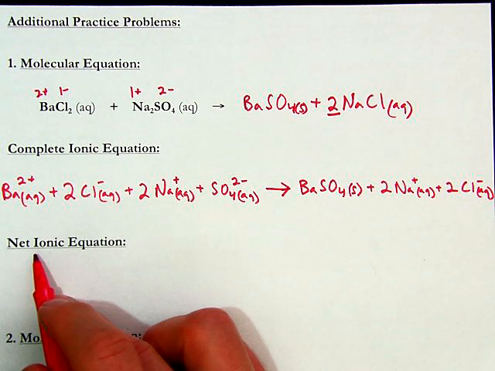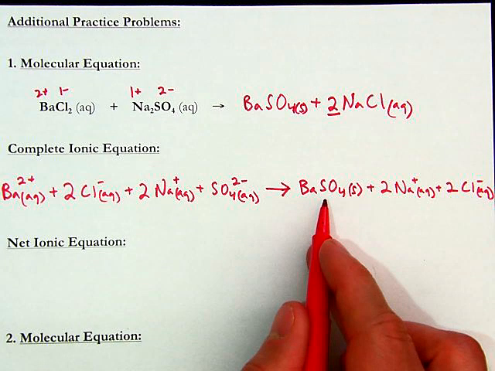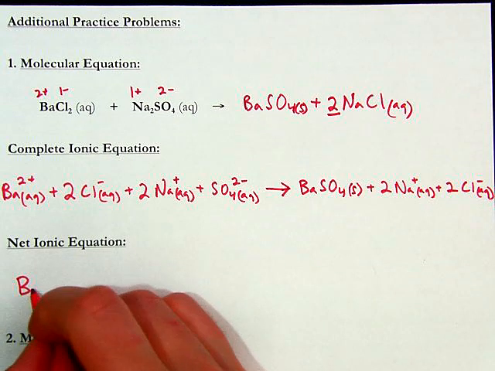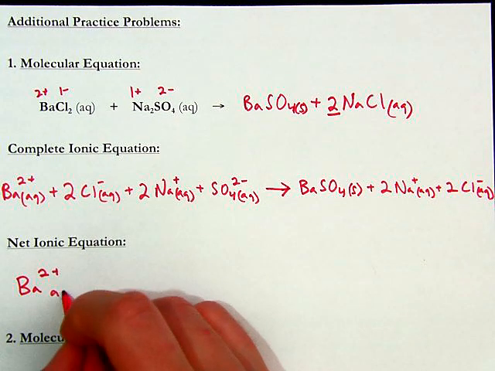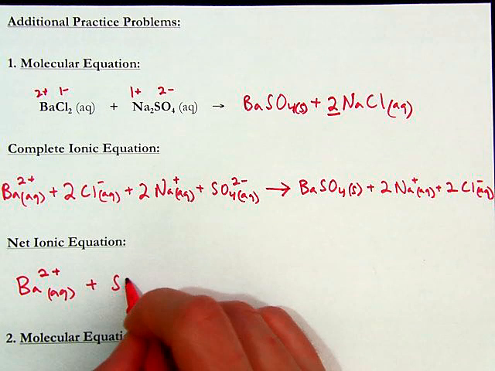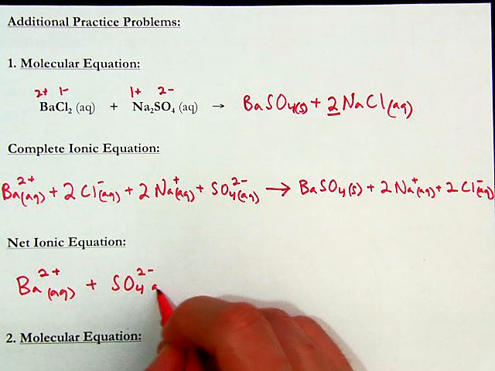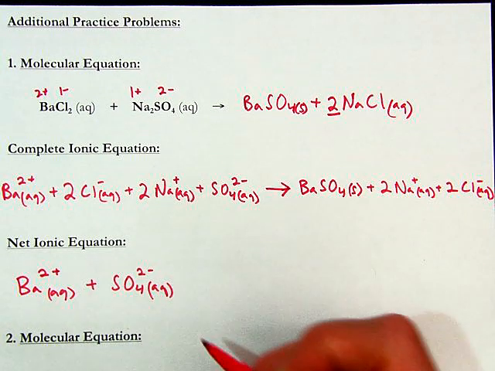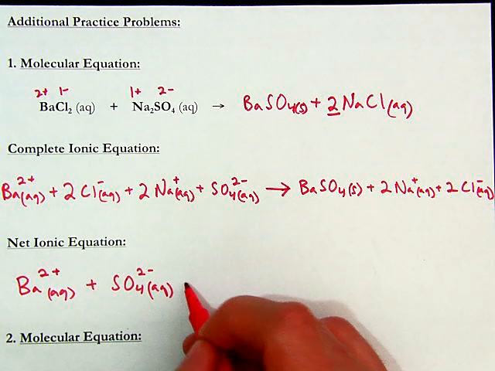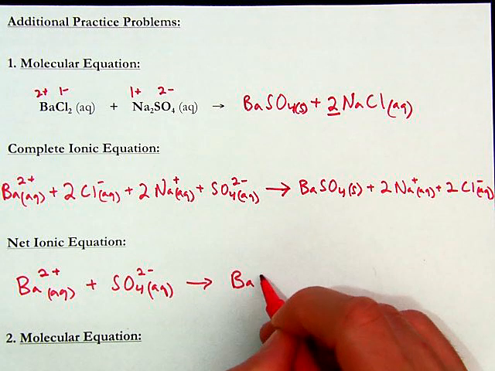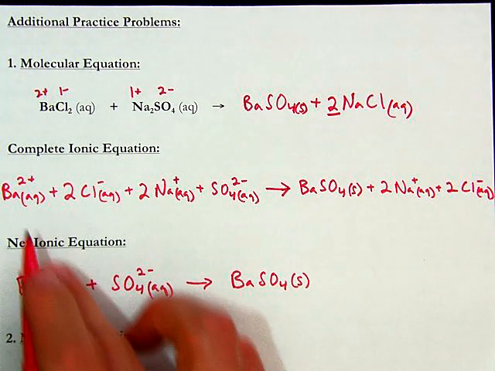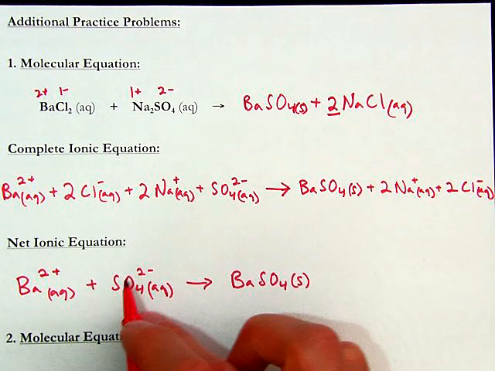The net ionic equation includes only the ions involved in making the solid. So what plus what gives us barium sulfate? The barium ion, Ba, which has a positive 2 charge, and the sulfate ion, which has a negative 2 charge. So Ba, aqueous, plus sulfate, aqueous, gives us BaSO4, solid. Those are the ions involved in making the solid.